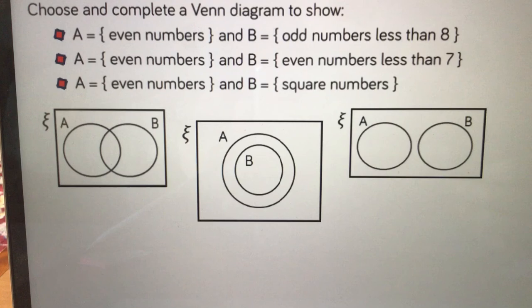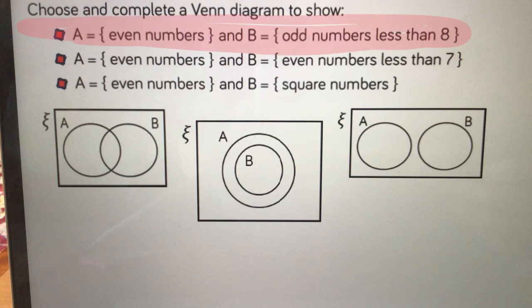Okay, guys, exemplar number 3. It says, given that the universe is a set of integers, which includes 1 up to 10, choose and complete the Venn diagrams to show. Let's start with the first one. A equals the set of even numbers and B equals the set of odd numbers less than 8.